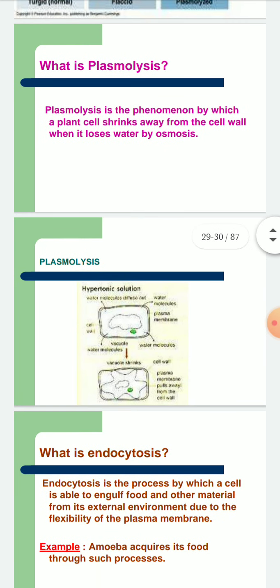Okay, so the next point is plasmolysis. So we'll discuss this in the next class.